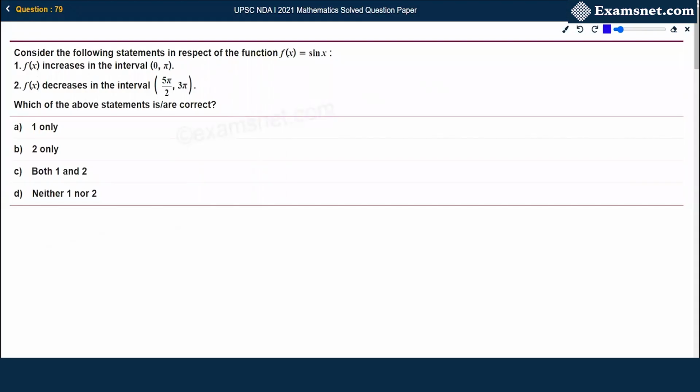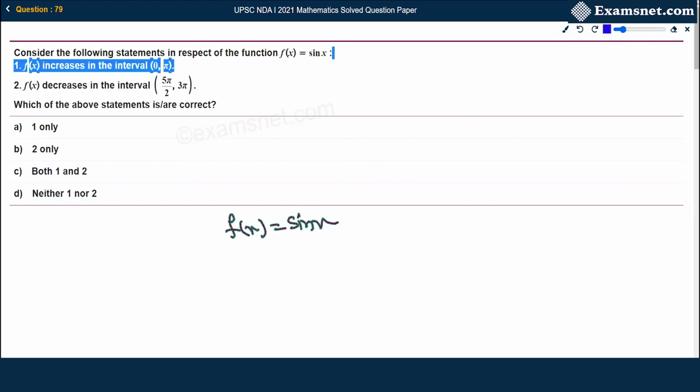In question number 79, it states: consider the following statements in respect of the function f of x equals sin x. The two statements are: f of x increases in the interval 0 to pi, and f of x decreases in the interval 5 pi by 2 to 3 pi. Okay, so it's given the function f of x as sin x, right?